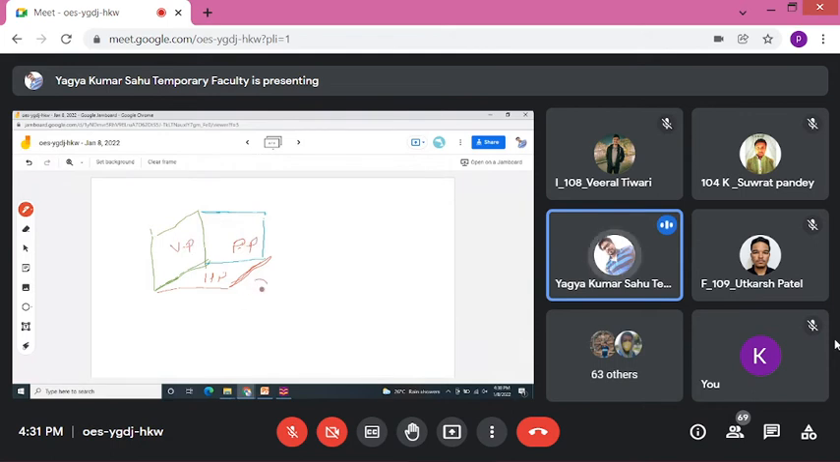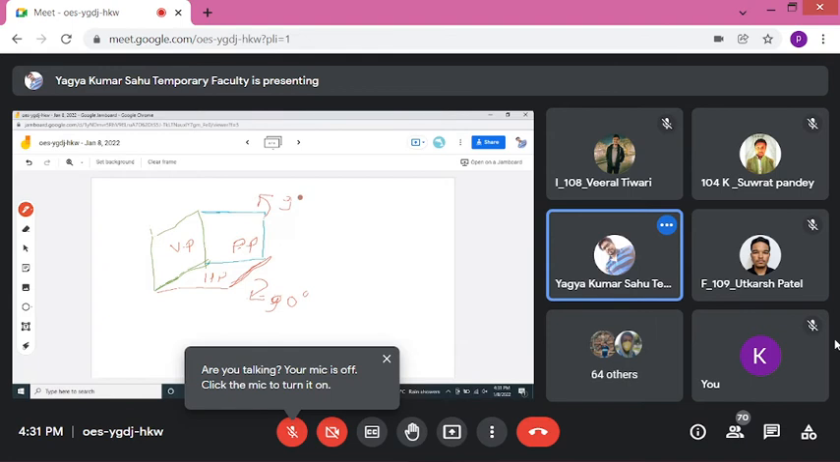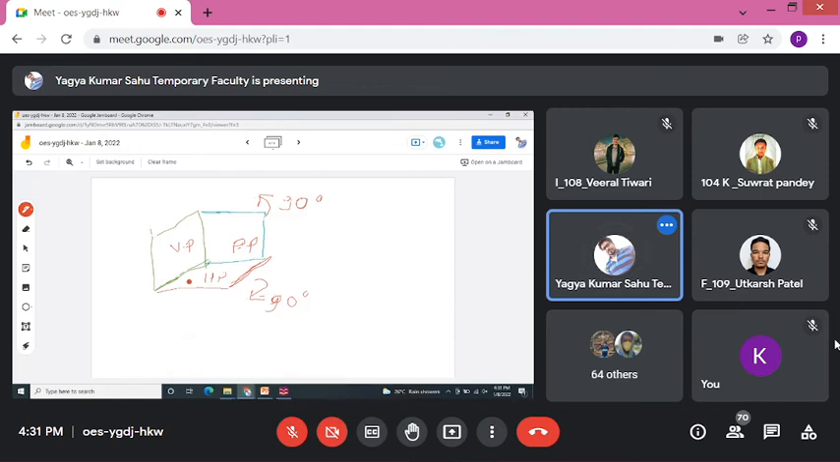So always rotate this 90 degree clockwise, and this profile plane away from the object, 90 degree away from the object. Then you'll get all the three planes. If you draw like this, you'll get, one second, I'm drawing all the three planes.